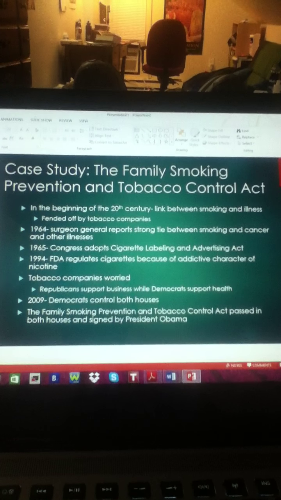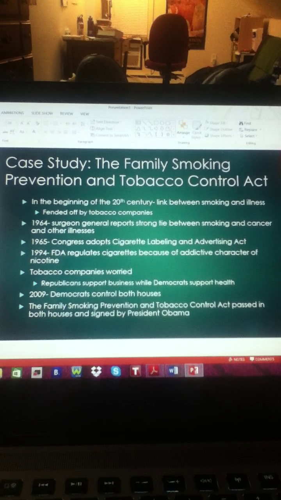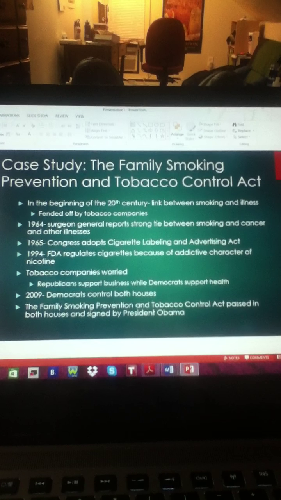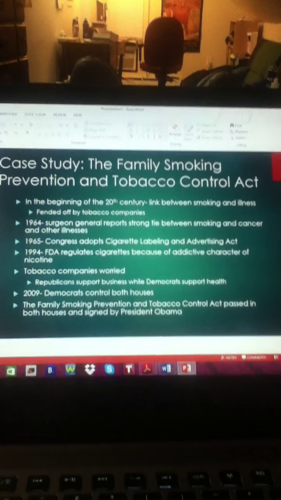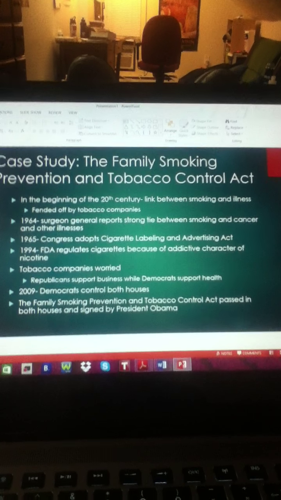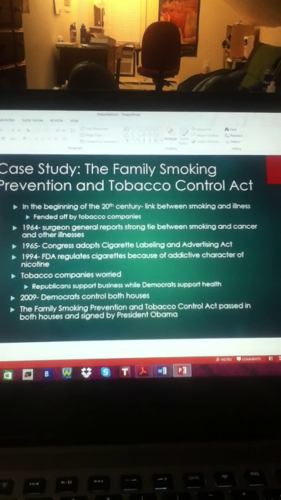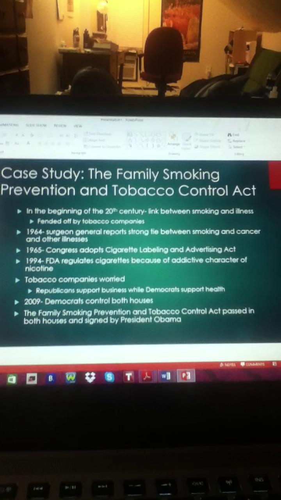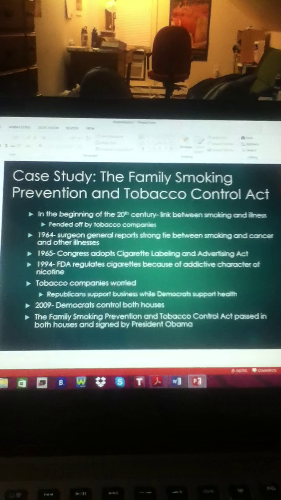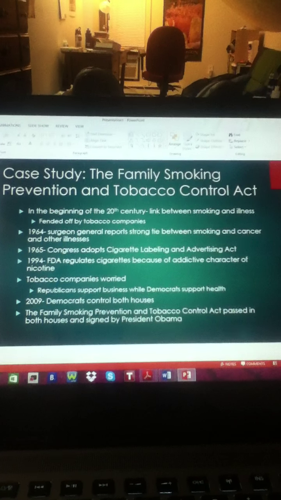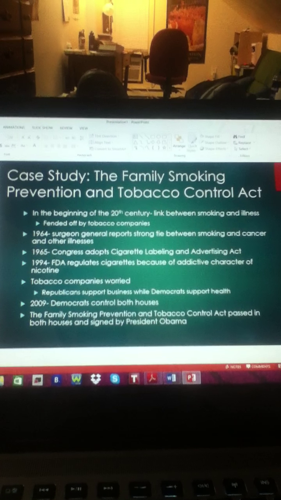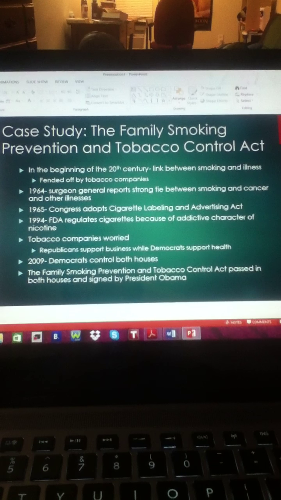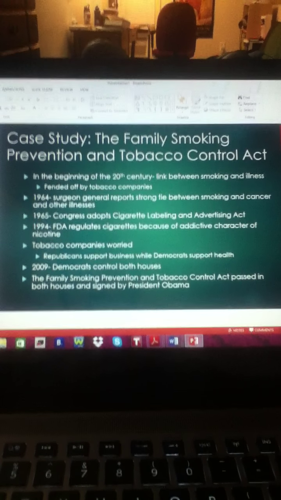In 2009, the Democrats controlled both houses of Congress. Thus, they were able to get support in both houses and eventually pass the Family Smoking Prevention and Tobacco Control Act. And this act was eventually signed by President Obama. This case study very much illustrates the process of policy adoption.